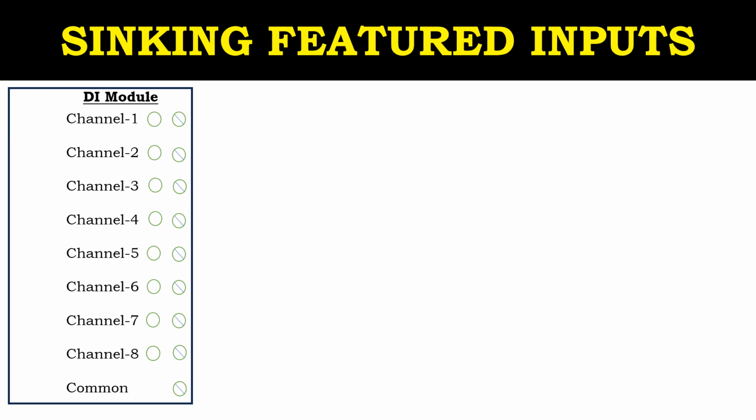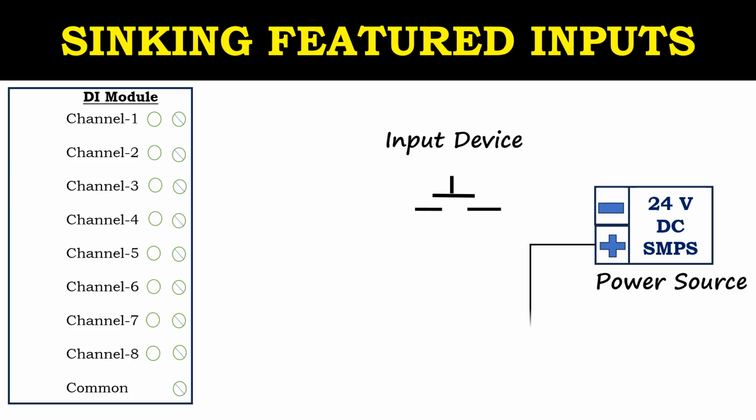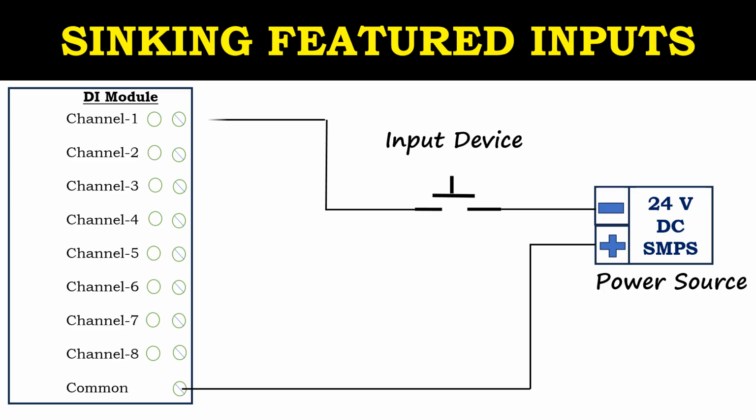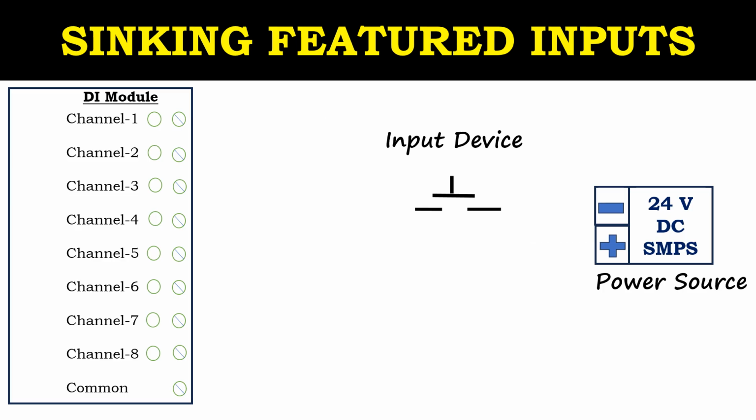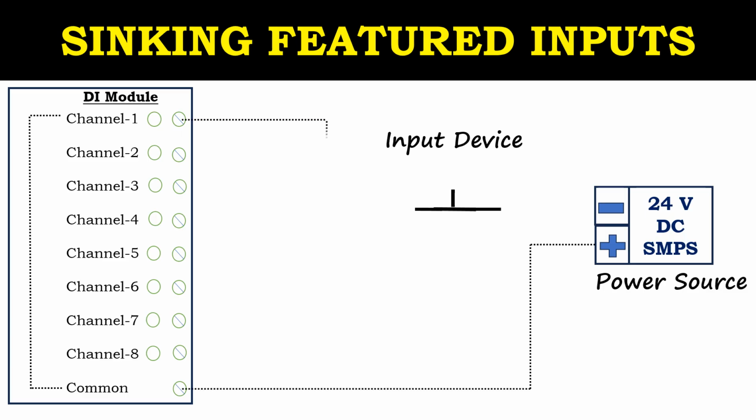Now for the same module, we will understand the sinking concept. From the power source, we will connect the positive terminal to the common terminal and we will connect negative to the input device, and from there we will extend it to channel number 1 of the input module. Now the switch will close. Current will flow from common to the channel number 1 terminal in this way. This is called sinking input. Here the digital input is sinking current from the channel of the module.